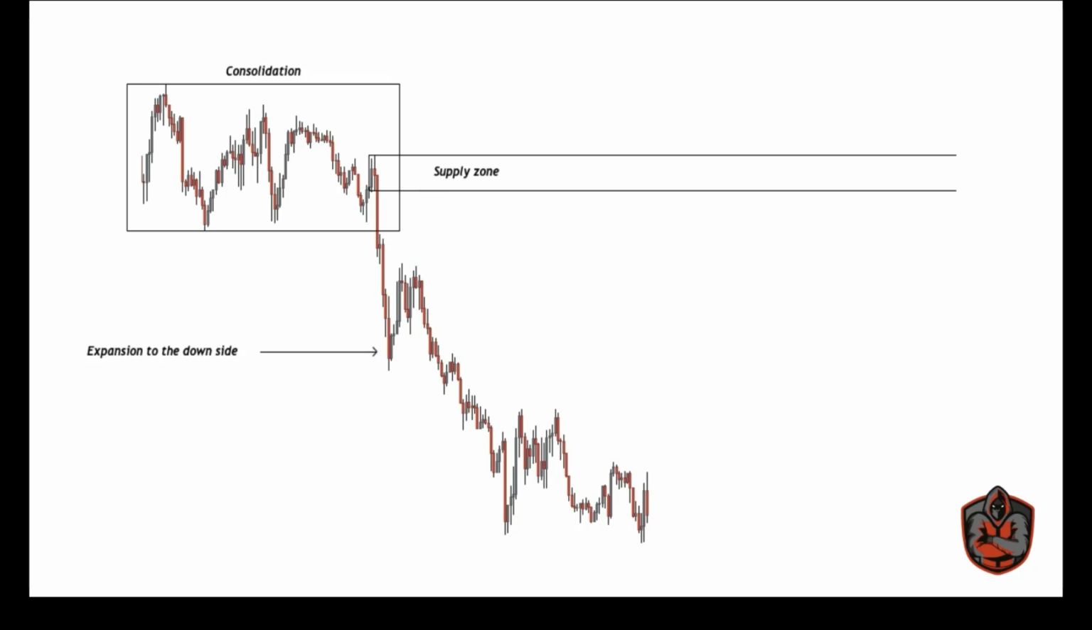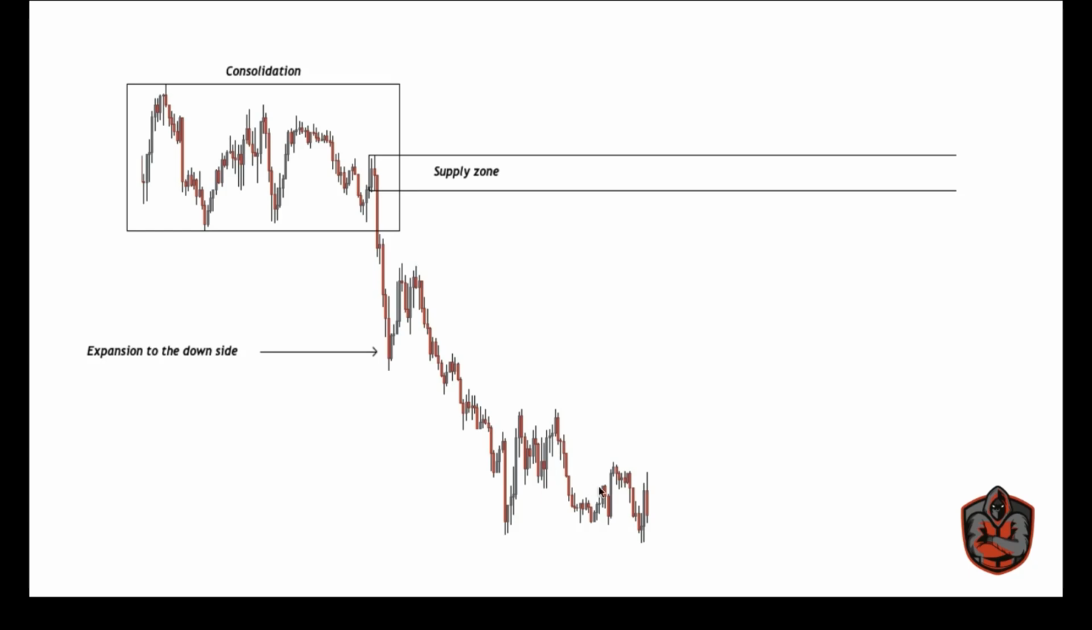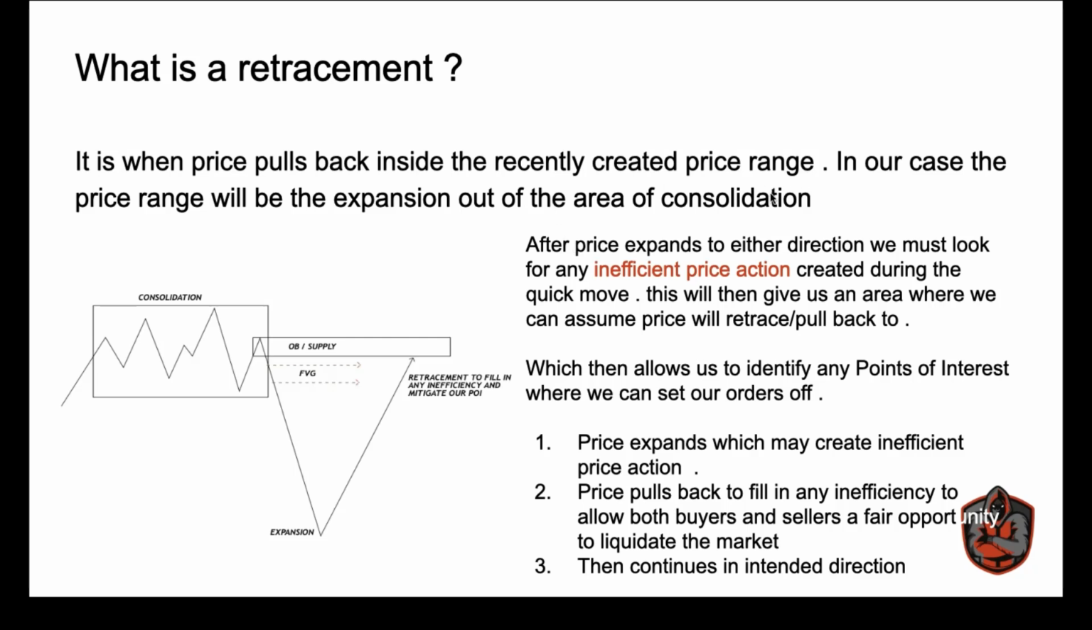Now I'm going to go over to retracement. What is a retracement? It is when price pulls back inside the recently created price range. So this is the price range, right? And retracement pulls back within this price range. This is the swing high and this is the swing low. So when price retraces, it retraces within this range. Now after price expands to either direction, we must look for an inefficient price action created during the quick move. This will then give us an area where we can assume price will retrace or pull back to.